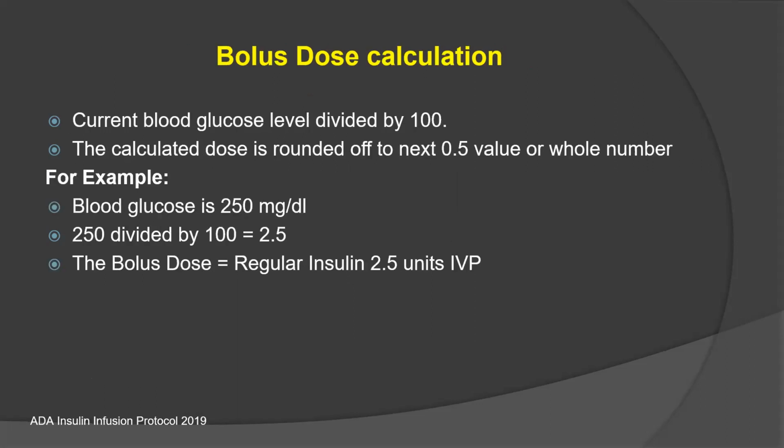Now, how to do it? The first step was to give a bolus dose, right? So how do we calculate the bolus dose? Check the current glucose level and then divide that by 100. The calculated dose is rounded off to the next 0.5 value or a whole number. Here is an example. If you check the blood glucose and it is 250, divide 250 by 100, you get 2.5. This is the bolus dose that you give by intravenous push. So the bolus dose is regular insulin 2.5 units intravenous push.